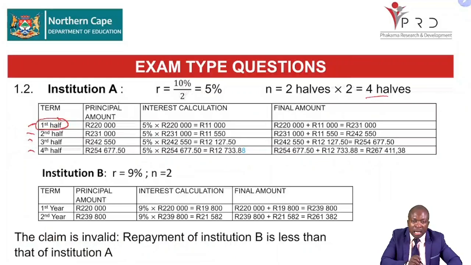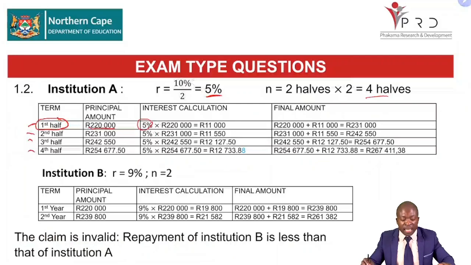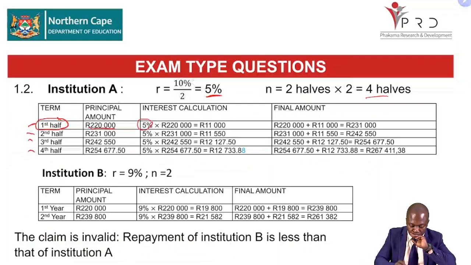Can you see the first half year? Where is the amount? 220,000. Where did you get the 5% from? Yes, we got it from here. How did you get it? We took the 10%, which was for the whole year, we divided it by 2. That's how we got 5%. And then we take 5%, multiplied by the 220,000, that will give us 11,000.